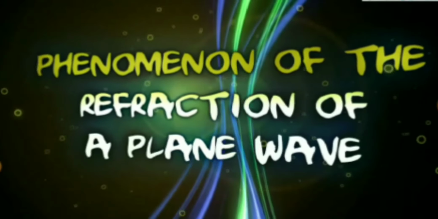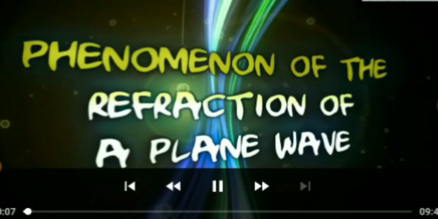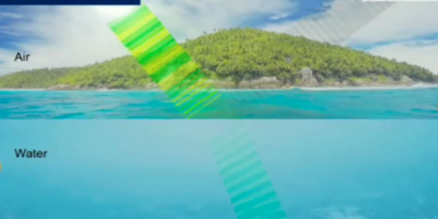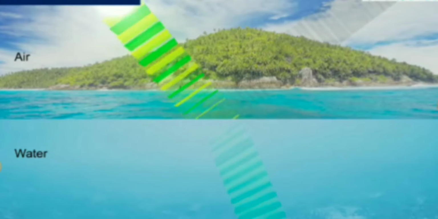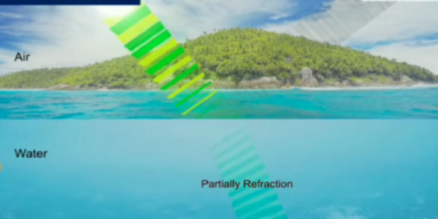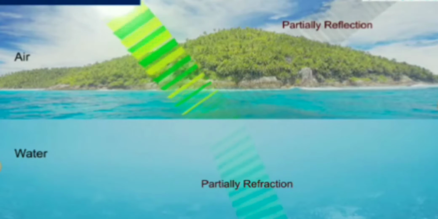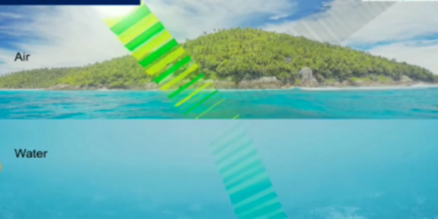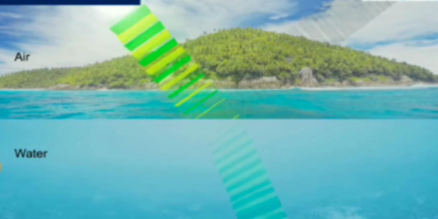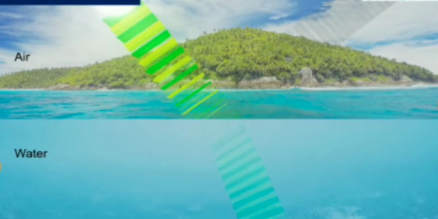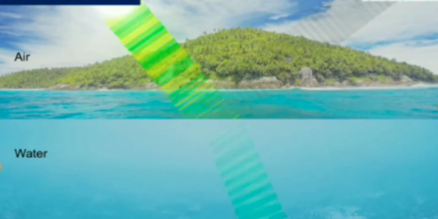We will be studying the phenomenon of the refraction of a plane wave. When light waves are incident on an interface of two transparent media, light gets partially refracted and partially reflected. Using the Huygens principle, we can derive the laws of refraction and reflection and show that these laws are consistent with the wave nature of light.